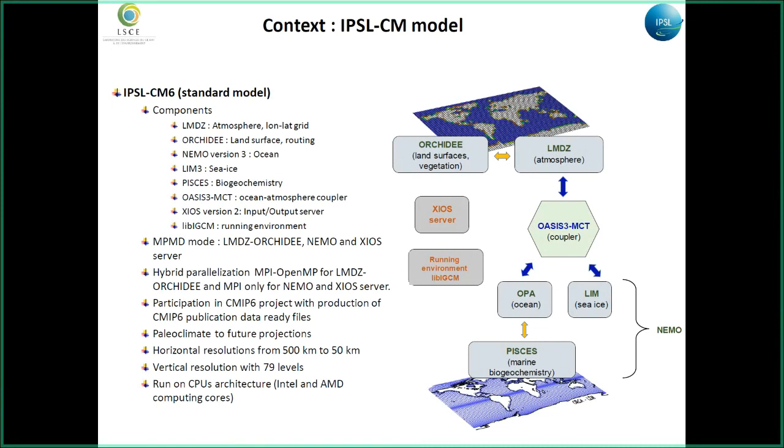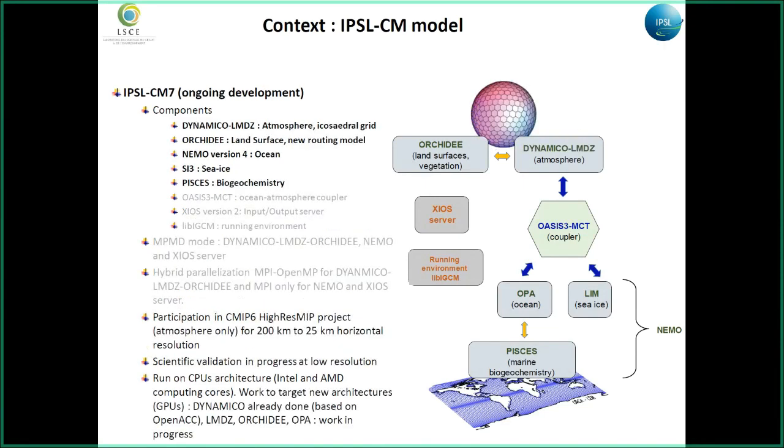This model has been intensively used to participate in the CMIP6 project, with production of CMIP6 publication-ready data files. It is used for many studies, from paleoclimate to future projection. It is used at many horizontal resolutions from 500 kilometers to 50 kilometers, and vertical resolution with 79 levels. And it runs only on CPU architectures, both Intel and AMD cores.